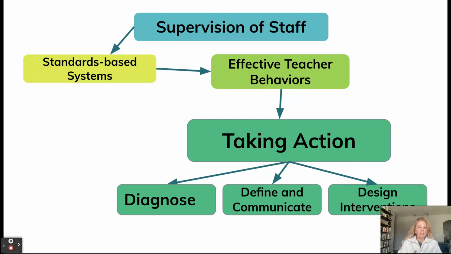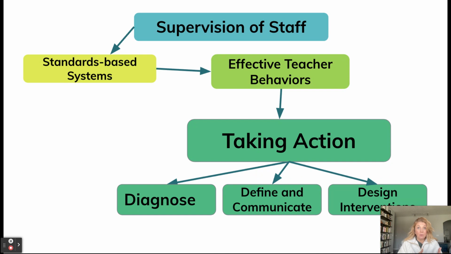We have spent the last 7 weeks really developing our understanding and our skills to support effective evaluation practices, working within an evaluation system based on standards. 98% of our work with that evaluation is about facilitating the conditions for growth.